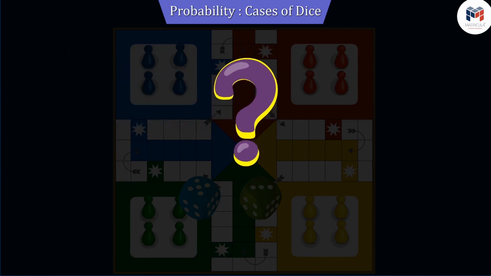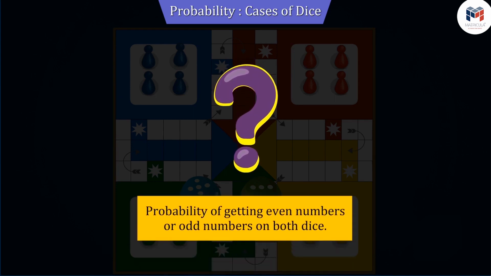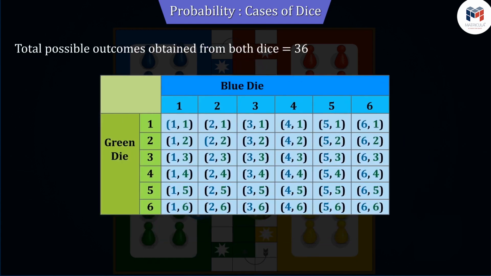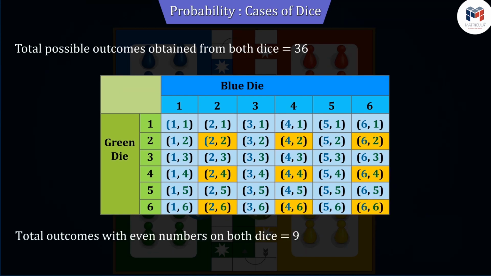Can you tell the probability of getting an even or an odd number on both dice to move the token forward? We saw that rolling both dice together gives 36 possible outcomes. From those, there are a total of 9 outcomes having even numbers on both dice. Therefore, the number of favorable outcomes will be 9.